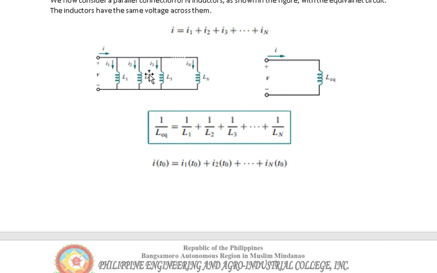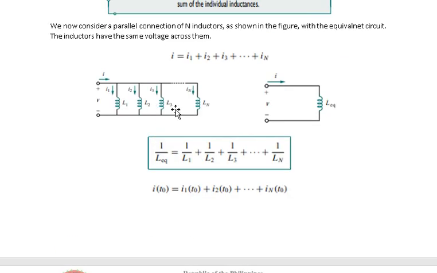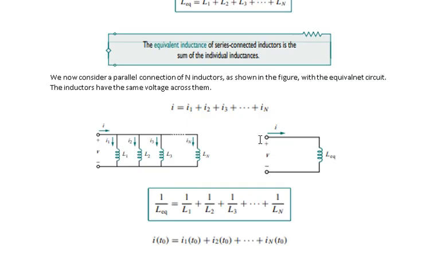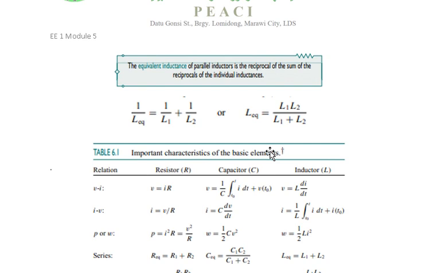Dito sa inductor natin, we have to use the same as how we can have the equivalent of series and parallel connected resistance. Okay, so as you can see here, if you have a parallel connection of inductance, we have this operation. And if you have a series connection of inductance, you will just have to add that one. Okay, so yun.